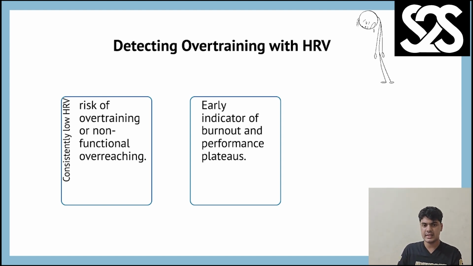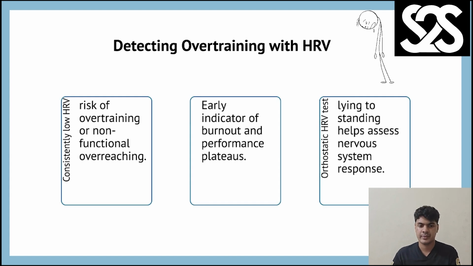But if you're following the heart rate variation, you will basically understand if this is the road they are taking towards burnout. Do you think that this is going to cause a performance plateau? So this is an early indicator. You can easily understand it before itself. Next one is the orthostatic heart rate variability test.